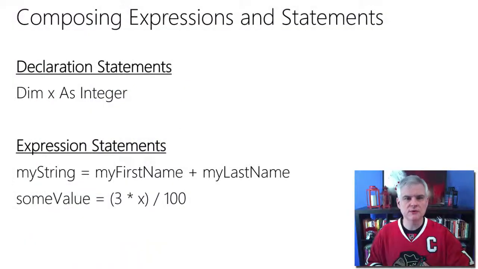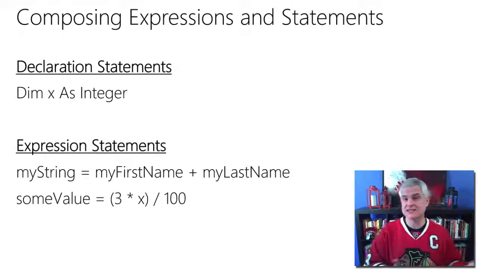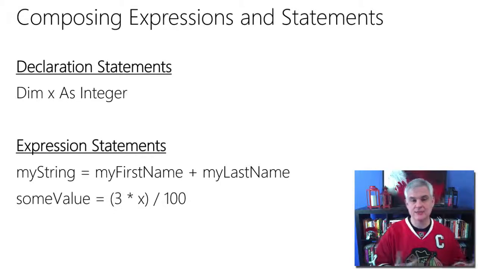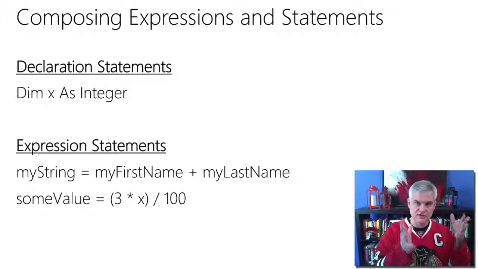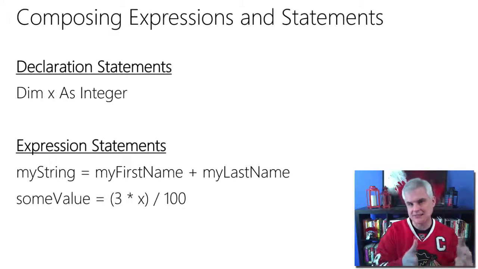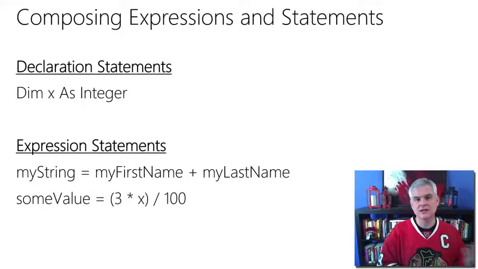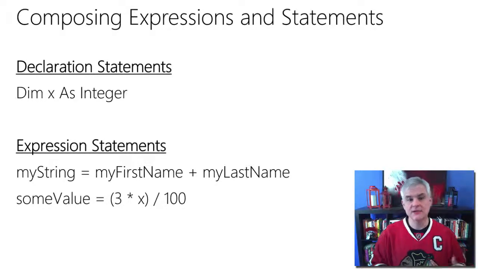Well, if you revisit the projects that we've created so far, there are declaration statements like Dim x As Integer, or like we've seen at the very top where we did Dim x equals 0 and just allowed the compiler to figure out what data type x is. And then there are expression statements like myString equals myFirstName plus myLastName, or someValue equals 3 times x divided by 100.